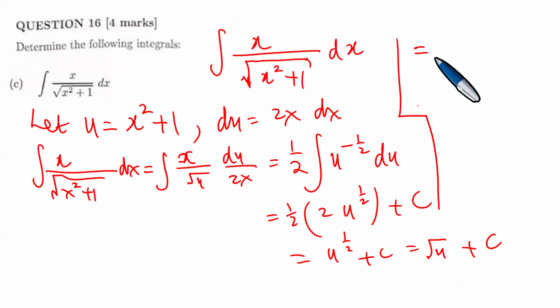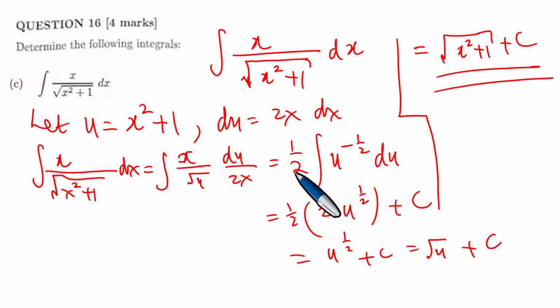But upon careful examination of this, we're able to see that this is the square root of x squared plus 1, because u is x squared plus 1, plus the arbitrary constant of integration c. Take a look at this and make sure that you understand what's happening.